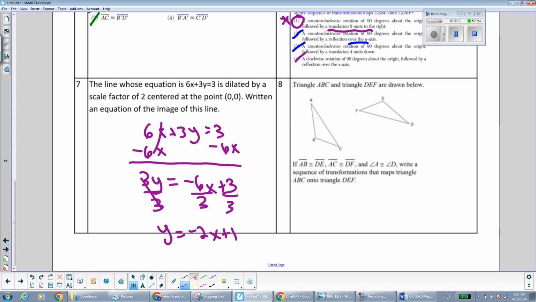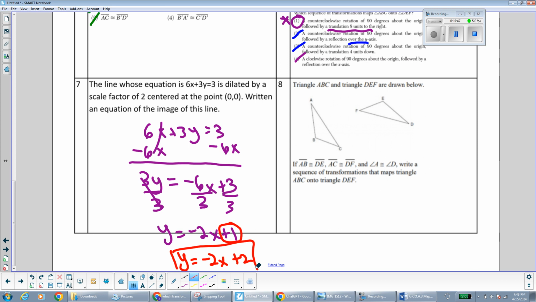And now it says I'm dilating this line centered at the origin by a scale factor of 2. So remember, before and after the dilation, the slopes are going to be the same because dilations preserve parallelism. We're going to take the y-intercept and multiply it by the scale factor because our center of dilation is the origin. Now remember, if the center of dilation was on the line instead, then it would result in the same line because all the points would shift along the line.